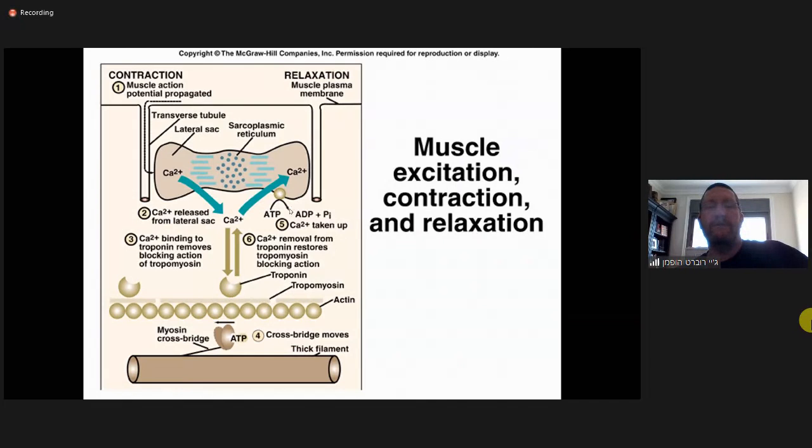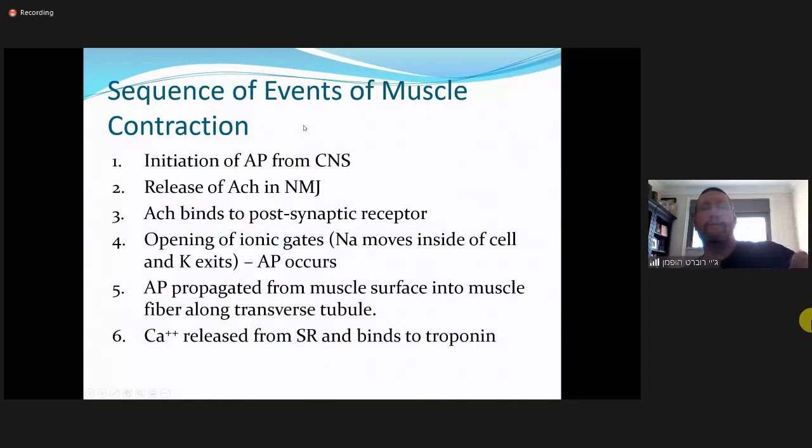ATP comes, connects to the myosin head. Its phosphagen is released through myosin ATPase. Calcium then is taken back up by the sarcoplasmic reticulum as ATP attaches. Calcium removal from troponin restores tropomyosin blocking action, and then we begin the process all over again. So this is just the sequence of events. So there's a couple of things you may want to write down, what this means. AP is the initiation of action potential from the central nervous system, the release of acetylcholine in the neuromuscular junction.